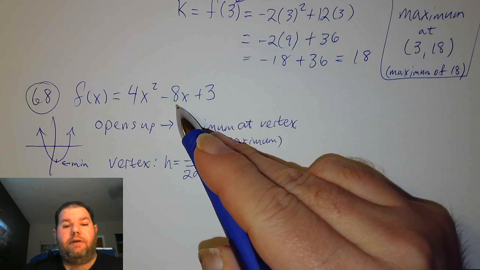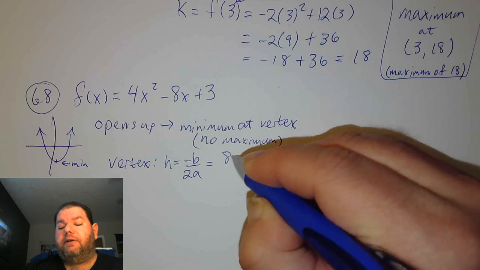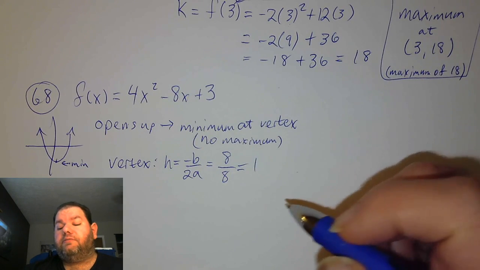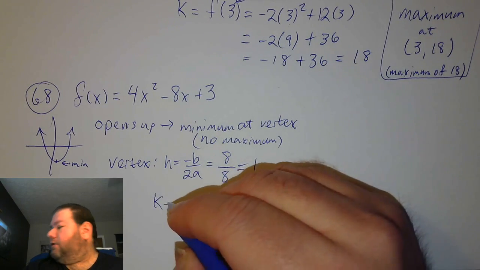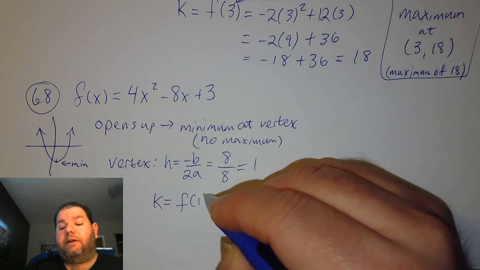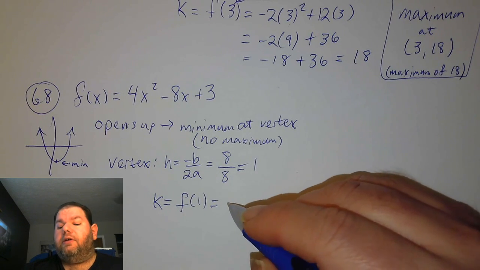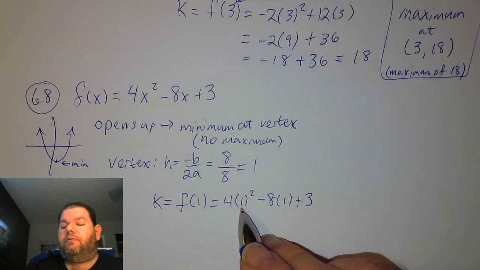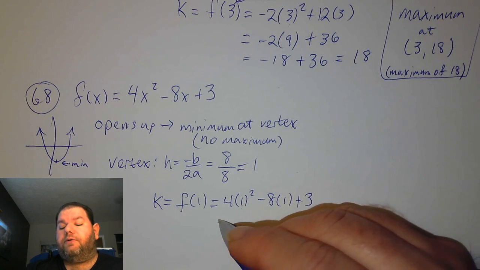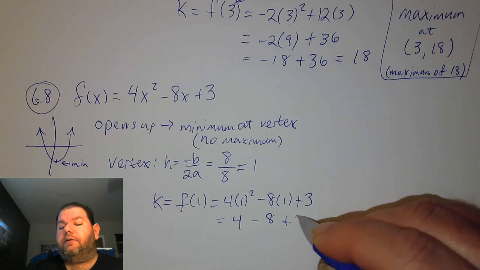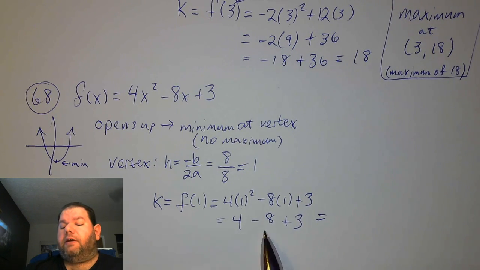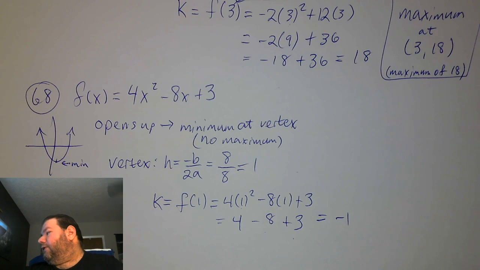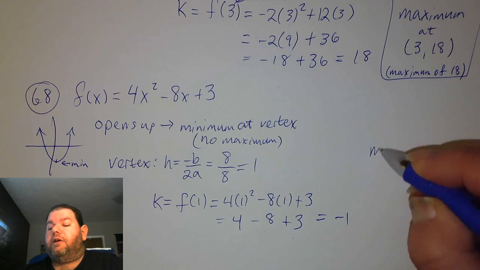Negative b, well, b is negative 8 already, so negative b will turn that into a positive 8. 2 times 4 on the bottom is also 8, so h is 1. And then for k, we'll take that 1, plug it back into the function. So 4 times 1 squared minus 8 times 1 plus 3. 1 squared is just 1, and then multiplied by 4 gives us 4. Minus 8 plus 3. Let's see, that's negative 4 plus 3 is negative 1. So our vertex is 1 comma negative 1, so we have a minimum.